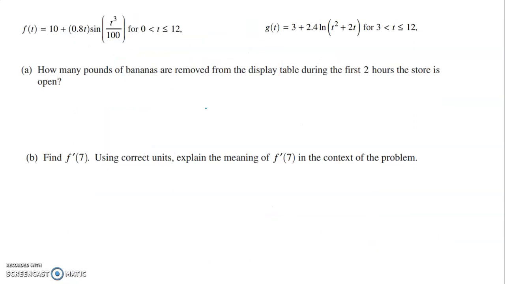So the first thing you'd want to do on this type of problem is figure out what equations you should be doing, and then let your calculator do the work for you. When you see like sine of t cubed divided by 100 or ln of t squared plus 2t, this is going to be on the calculator portion of the AP exam. So again, this was the remove equation, and it's the rate, and this is the add rate. So these are both rates.